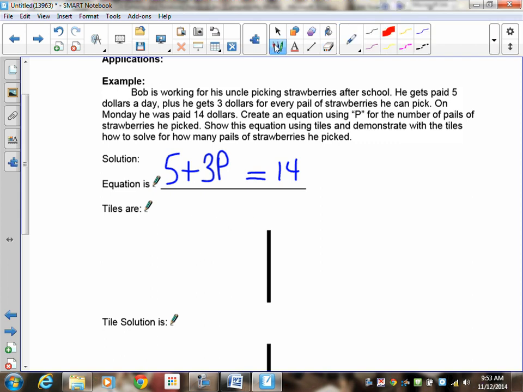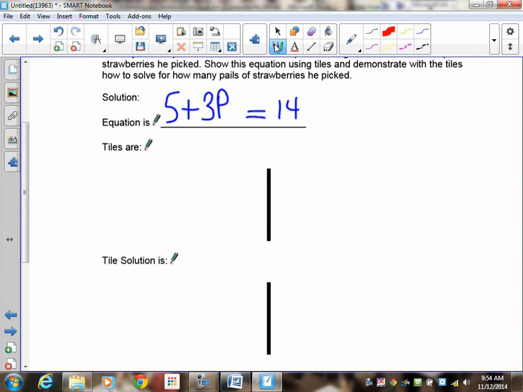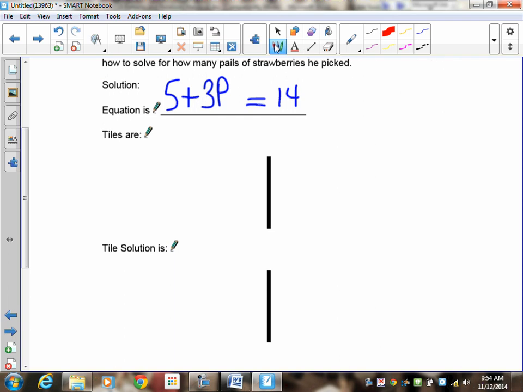Okay, so now I have to solve this. Now I've got the 5 and the 3p backwards, but it doesn't really matter because they're being added. Whenever you do adding, order doesn't matter. 5 plus 3 is 8, and 3 plus 5 is 8. They're the same thing.